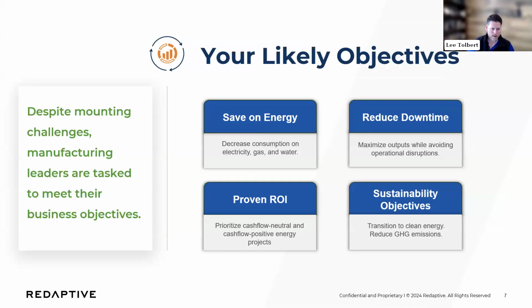So the four we started with are, one, saving on energy, right? That one's pretty straightforward, but how do I find ways to reduce my consumption, whether that's electricity, gas, or water? All of those need to be addressed in order to make a meaningful impact. And then on the downtime front, how do I maximize my production and reduce any downtime? A critical business goal that needs to be achieved.